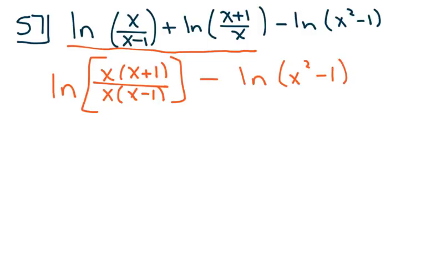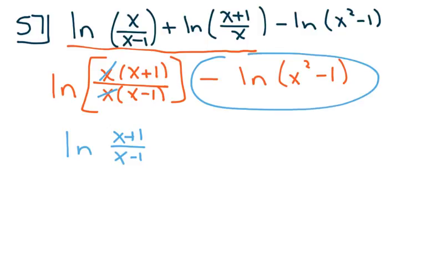Okay, now here the x's cancel. So now I have basically natural log of x plus 1 over x minus 1, and you know this means we're going to divide, right? So basically I'm dividing by x squared minus 1, which is actually what?